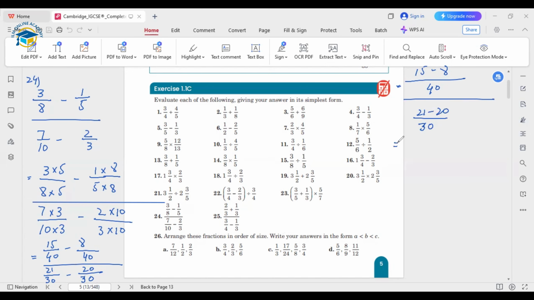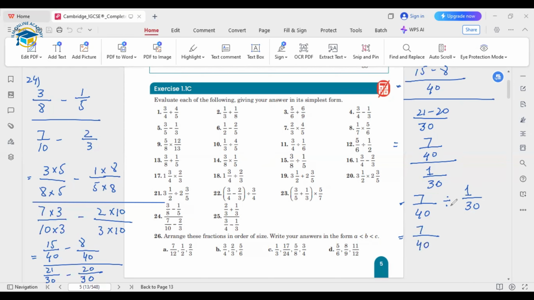So from 15, first of all, we are going to subtract 8. So we are going to get 7. And from 21, we need to subtract 20, and we are going to get only 1 by 30. So from here, students, like these two fractions are being divided. So you can also write them in this way, like this. Okay, so in this way, now your simplification would be easier as you have practiced with a question like division, dividing the fractions together.